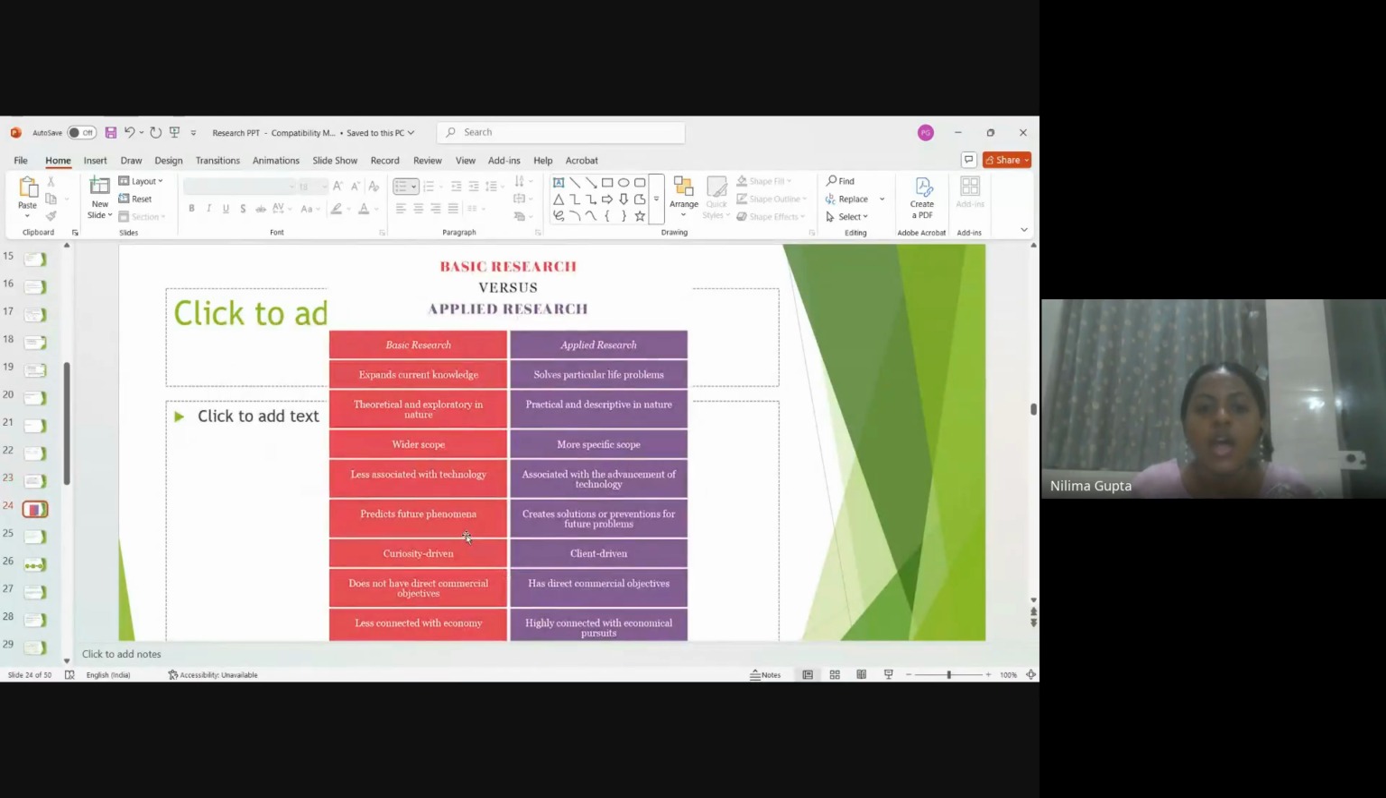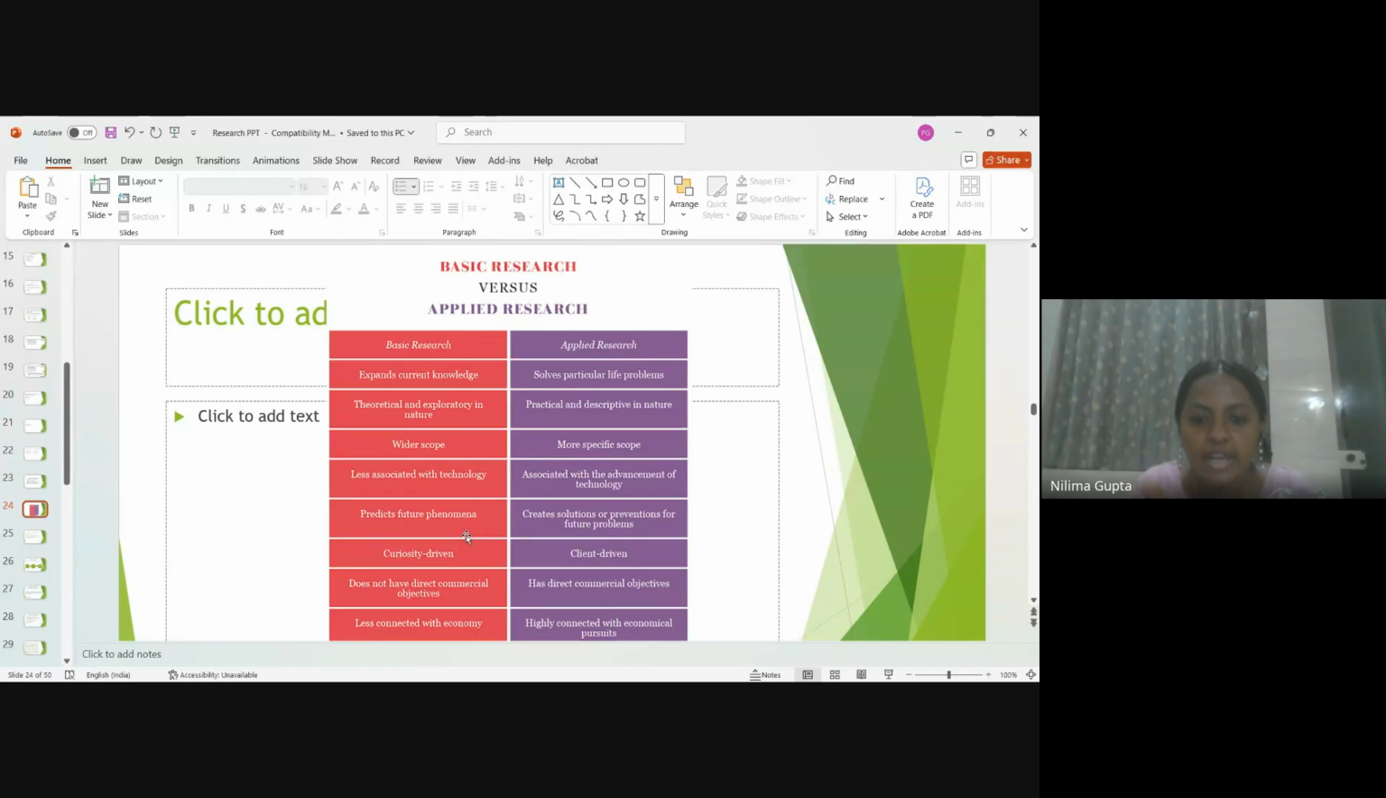Now, this is again a summary that you can see for difference between basic and applied research. More or less the same thing. Just I've given you more sets of examples so that you don't miss on any kind of important pointers. Okay. So again, it's the same thing, expanding the current knowledge, and applied is solving the practical problem. Basic is theoretical, applied is practical, and so on so forth.